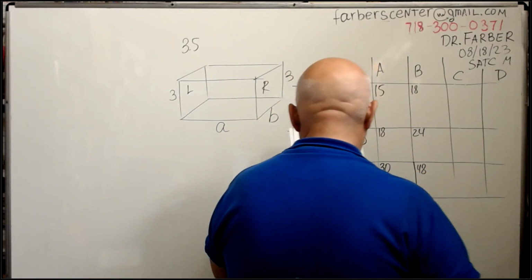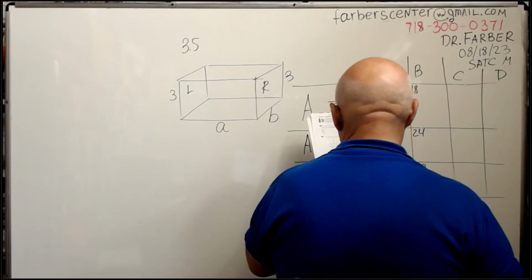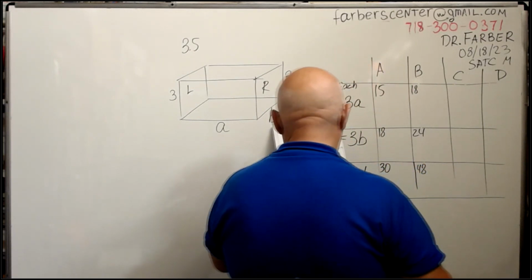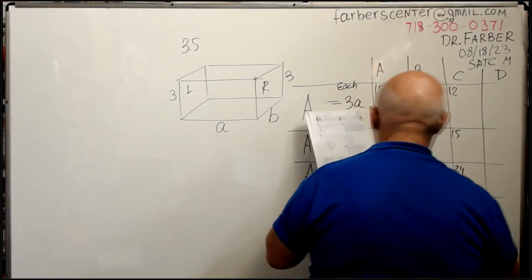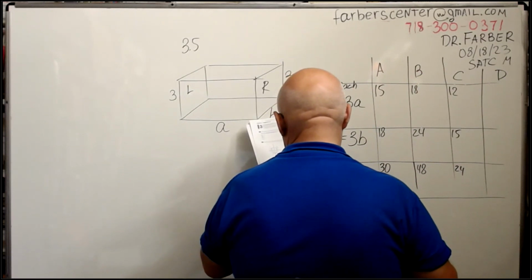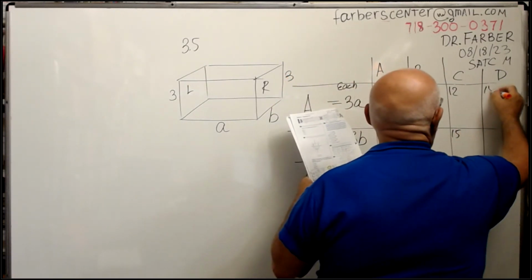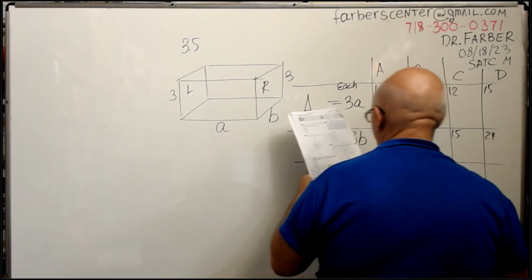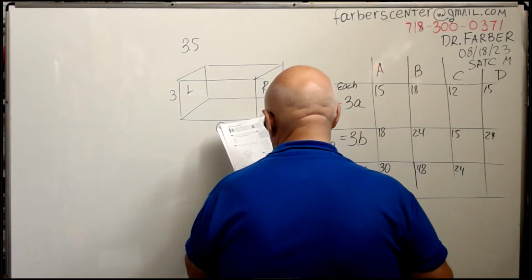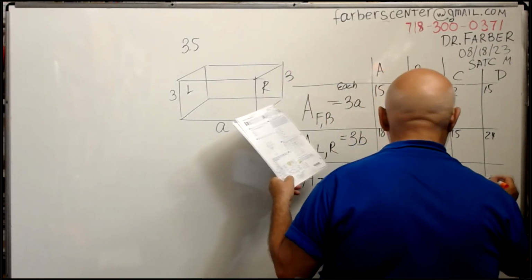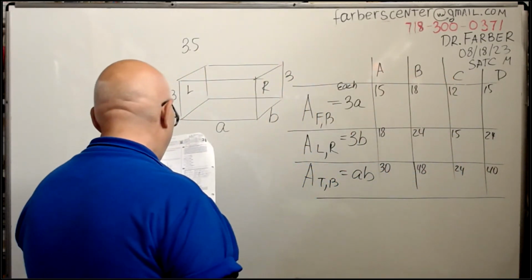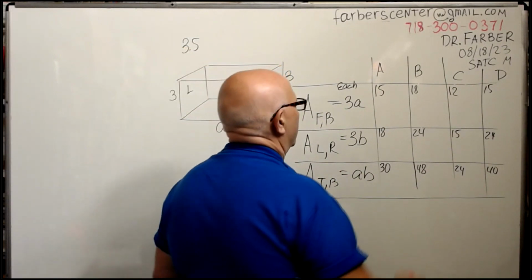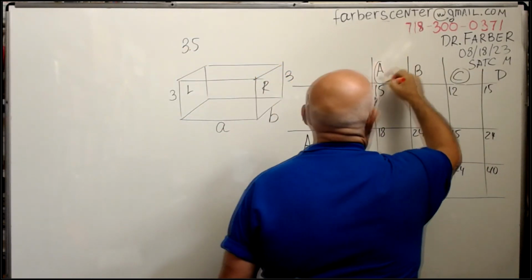C, we have 12, 15, 24. D is 15, 24, and 40. So possible. Okay, I showed a couple of these. Let's say this and this. You can do the same thing.